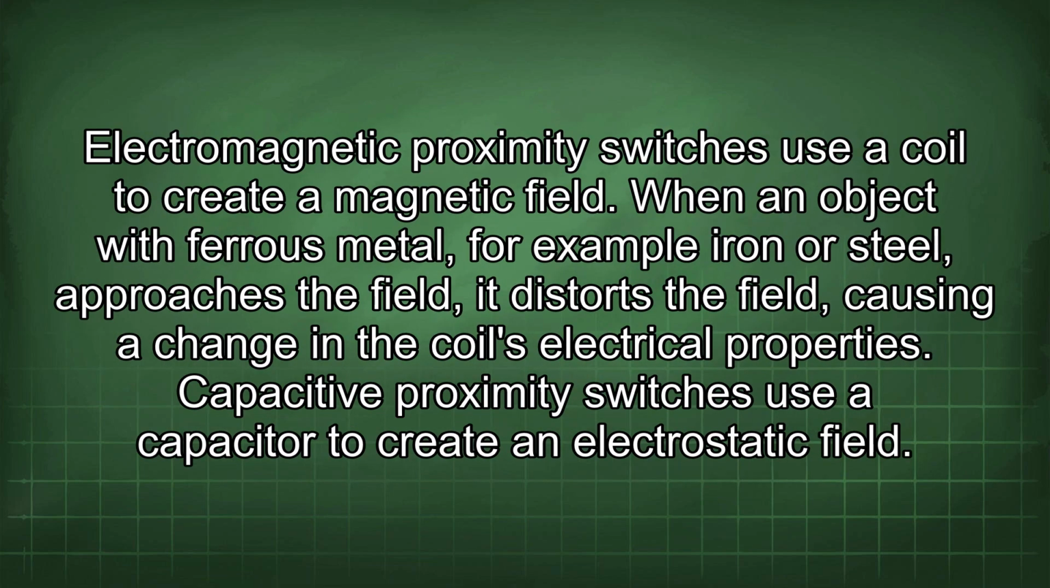Electromagnetic proximity switches use a coil to create a magnetic field. When an object with ferrous metal, for example iron or steel, approaches the field, it distorts the field, causing a change in the coil's electrical properties.